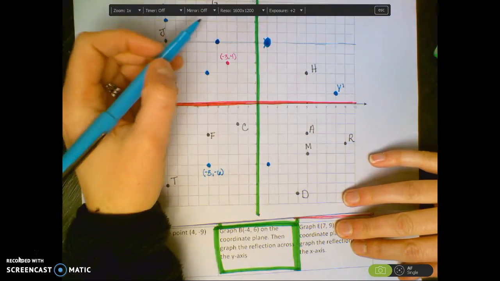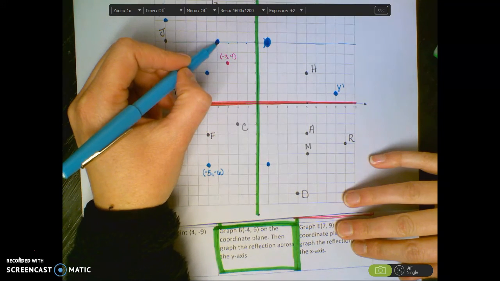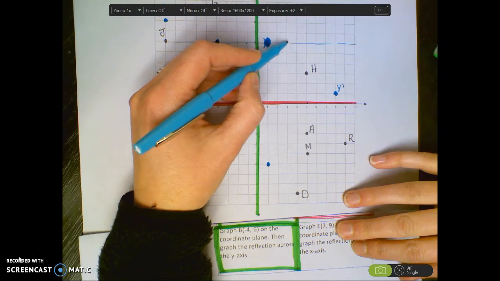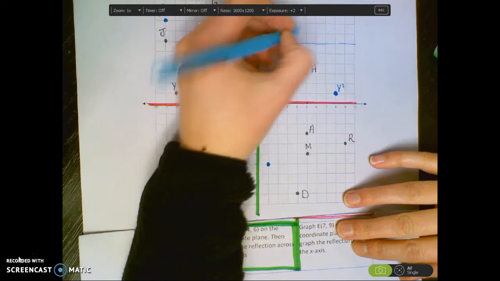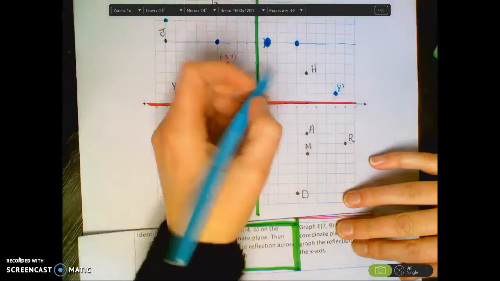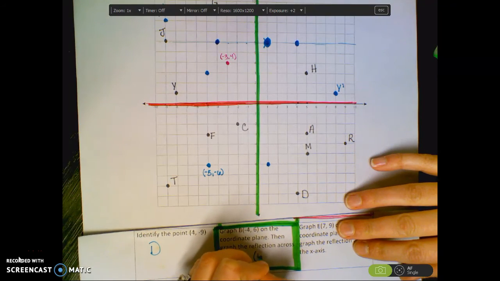I need to determine how many away. So it's 1, 2, 3, 4 away from the y. So on this side, I need to be 4 away. 1, 2, 3, 4 away on this side. Okay. So what is that point? That point is 4, 6.